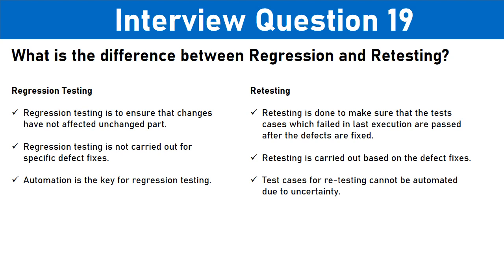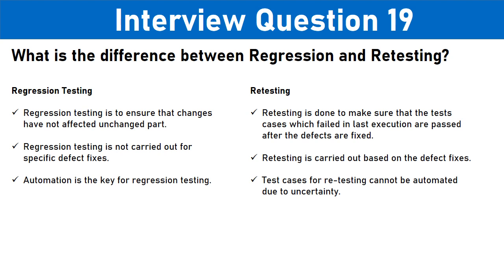This question is an easy one but asked many times and sometimes answers are not satisfactory. So first, regression testing is to ensure that changes have not affected unchanged part, whereas retesting is done to make sure that the test cases which failed in last execution are passed after the defects are fixed. Regression testing is not carried out for specific defect fixes, whereas retesting is carried out for the defect fixes only.